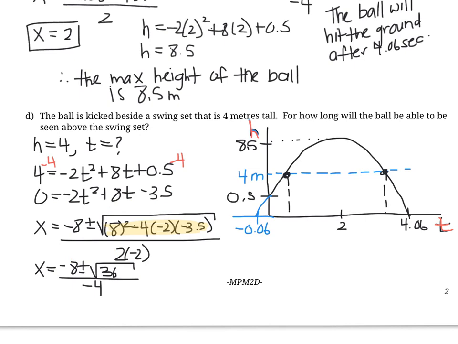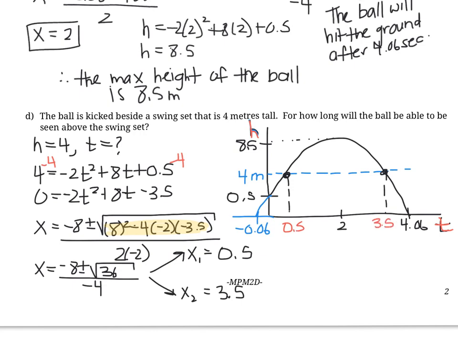Pause the video and try it yourself. So the two values we should get are 0.5 and 3.5. So that comes from negative 8 plus root 36 divided by negative 4, and then negative 8 minus root 36 divided by negative 4. Do these numbers make sense? Let's put them in here. Does it make sense that both of these answers are positive? They should be positive. Both the answers should be positive here. So it makes sense that this one must be 0.5 and this one must be 3.5. So let's add them in.